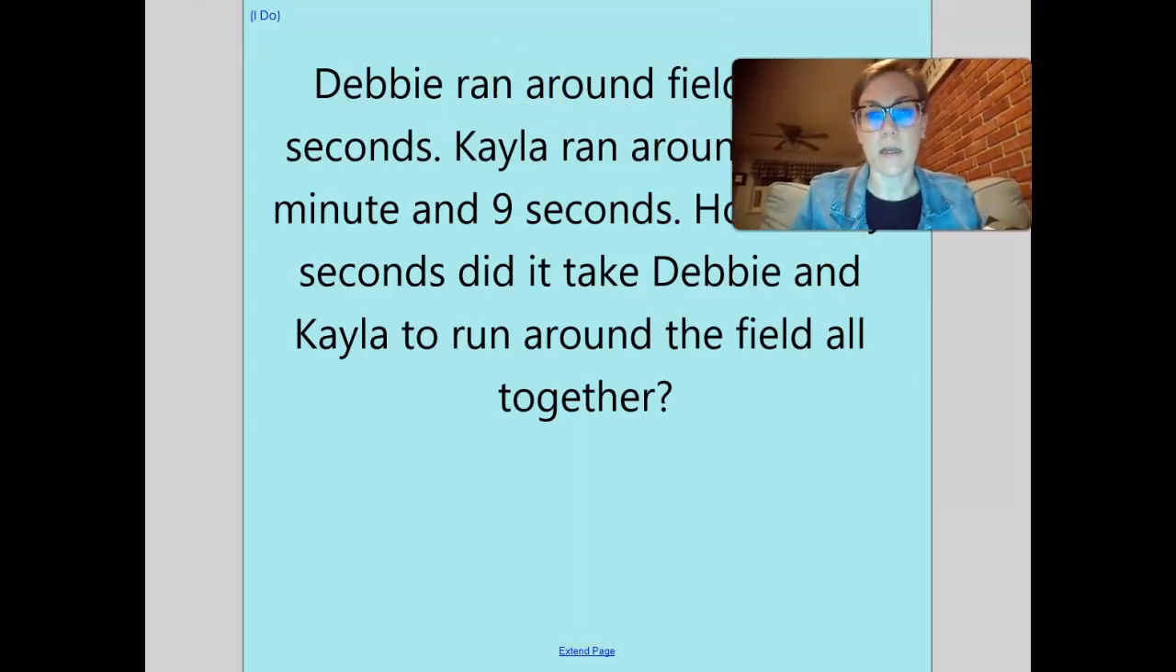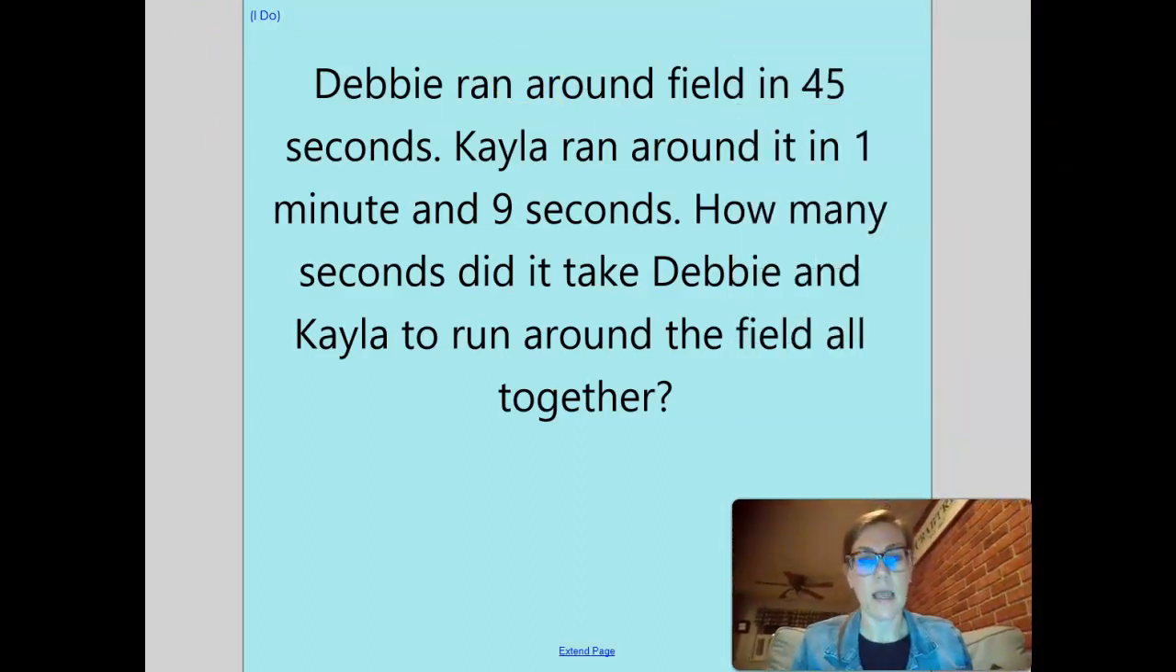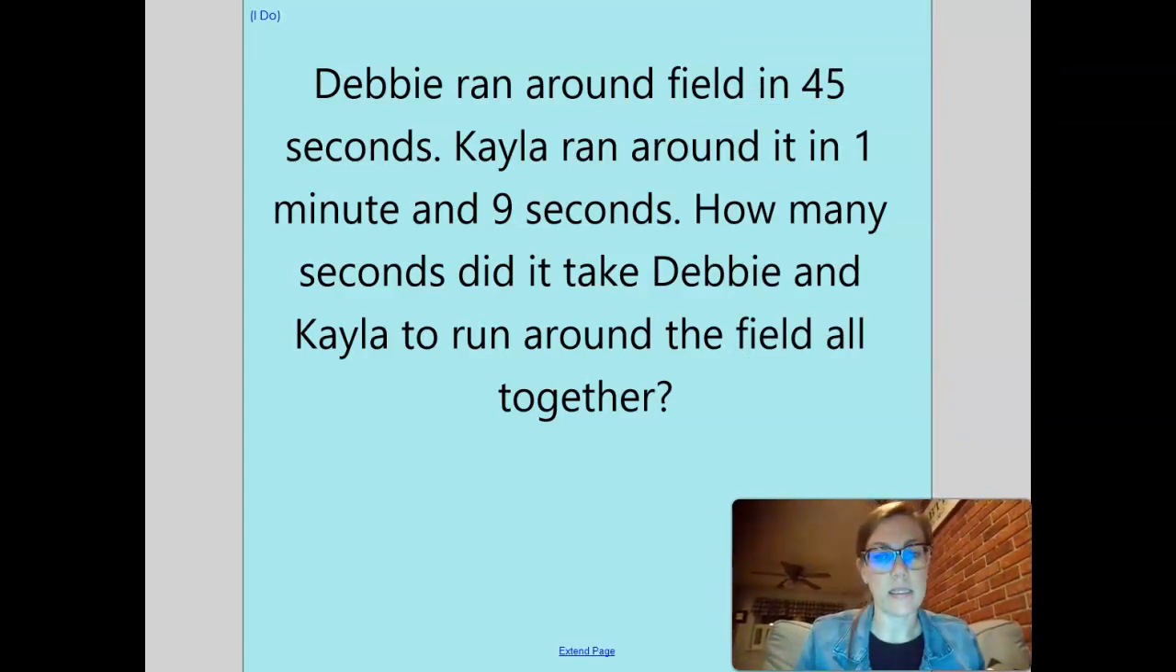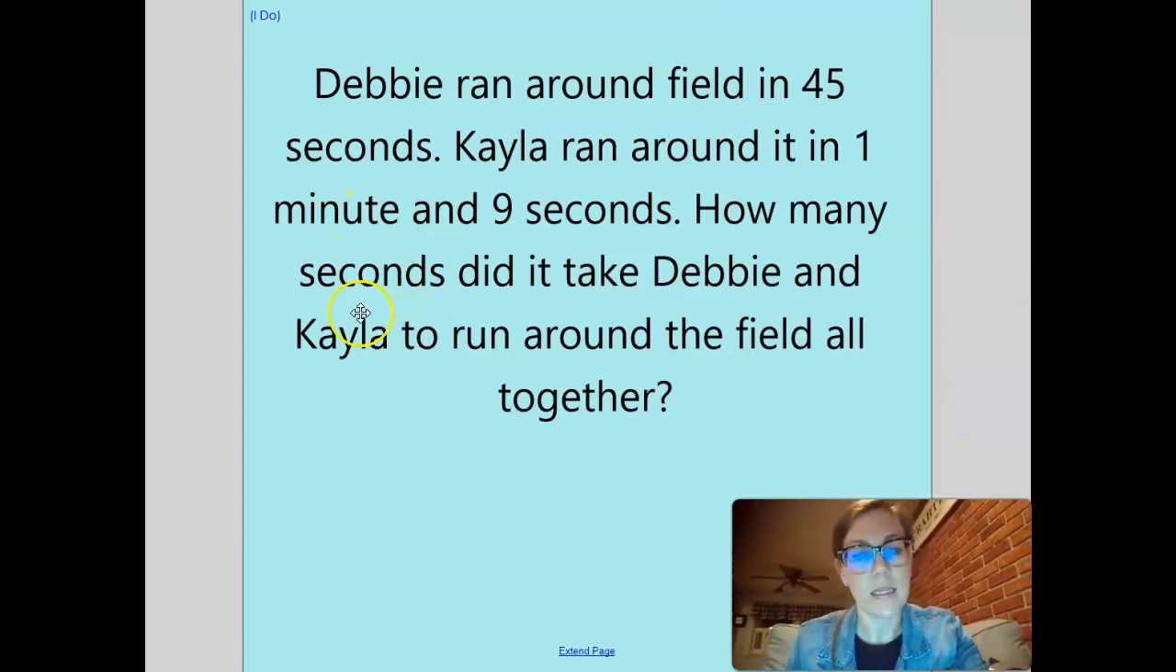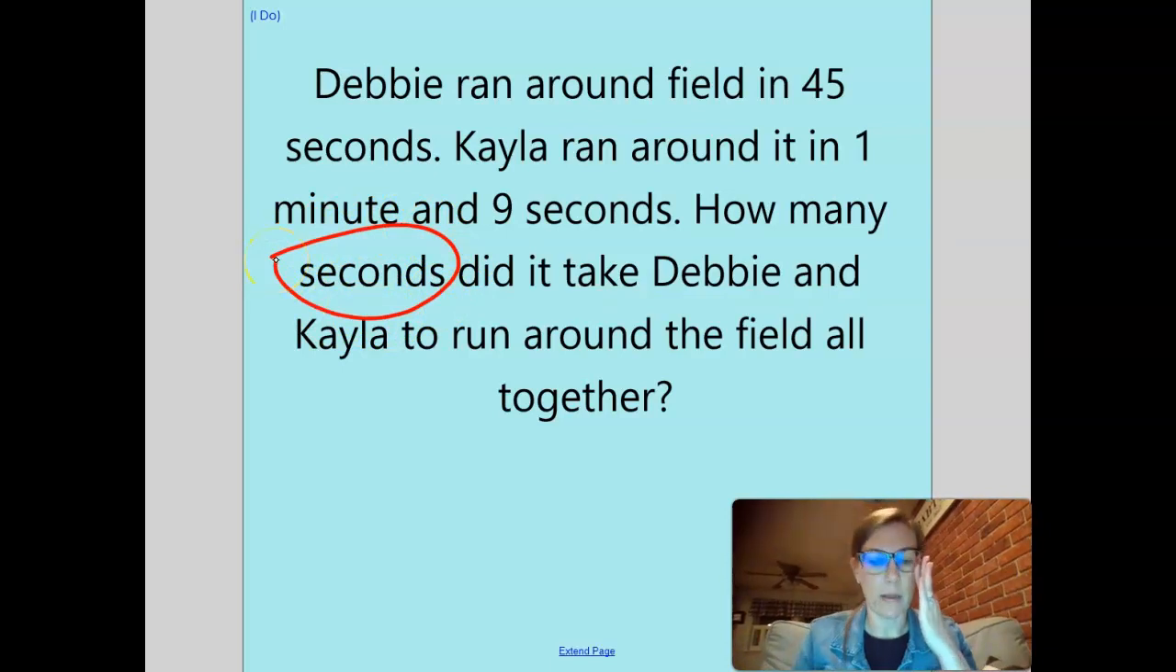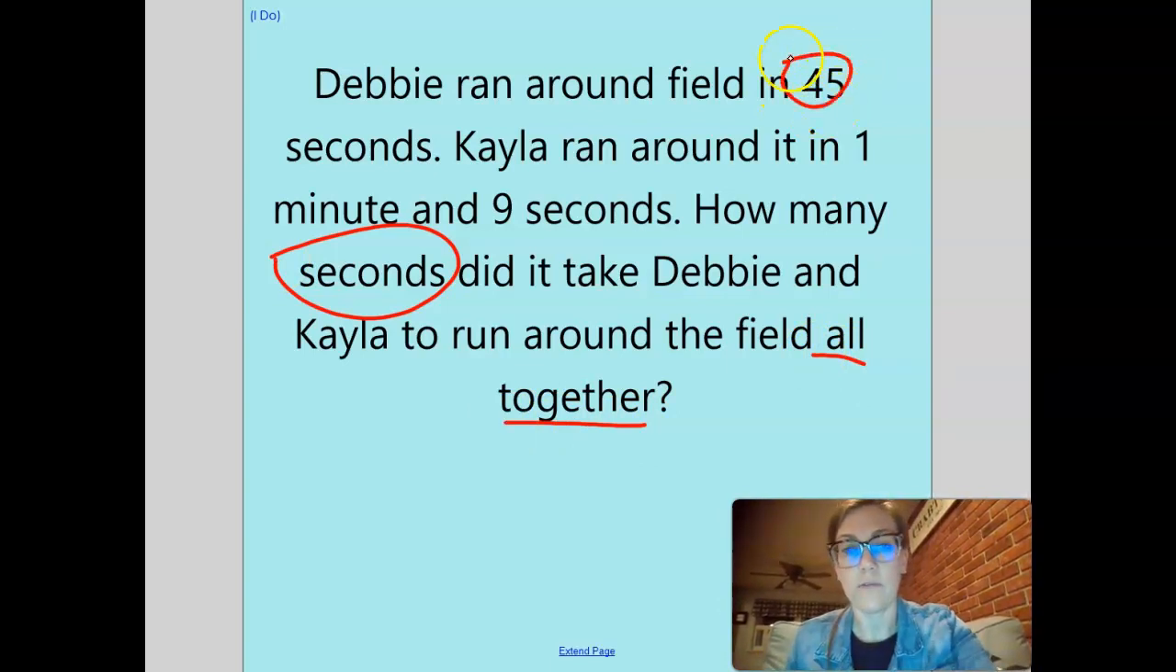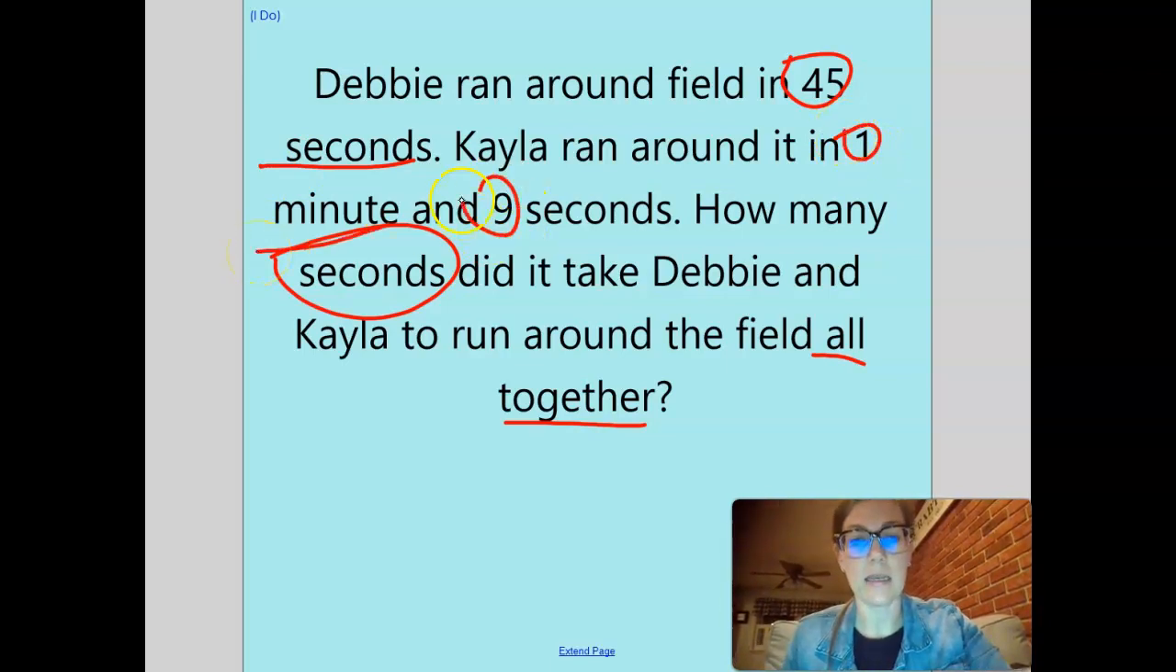Debbie ran around a field in 45 seconds. Kayla ran around it in 1 minute and 9 seconds. How many seconds did it take Kayla and Debbie to run around the field all together? Well, all together tells me that I'm going to add. Now I have to find the numbers and the conversion words. I see 45 seconds. Then I see 1 minute and then I see 9 seconds.